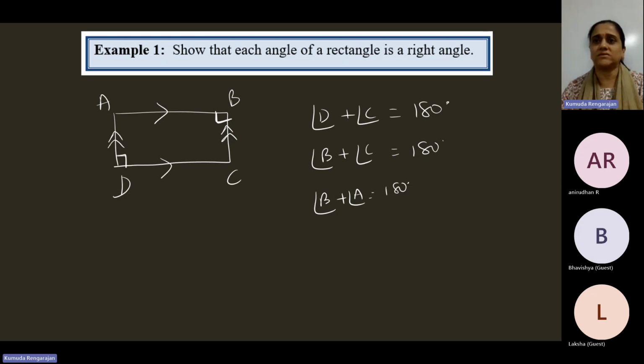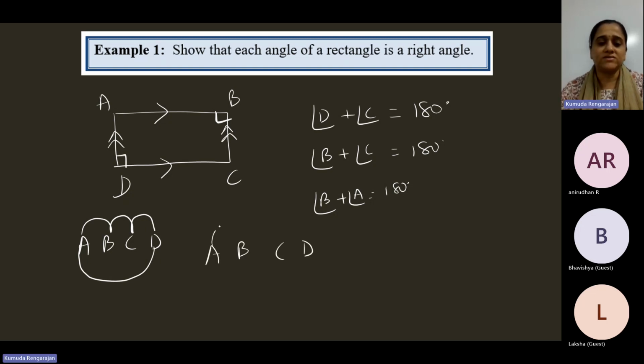Next angles. A, B, C, D. A and B are adjacent angles. B and C are adjacent angles. C and D are adjacent angles. D and A are adjacent angles. What are opposite angles? A, B, C, D. A and C are opposite angles. B and D are opposite angles.